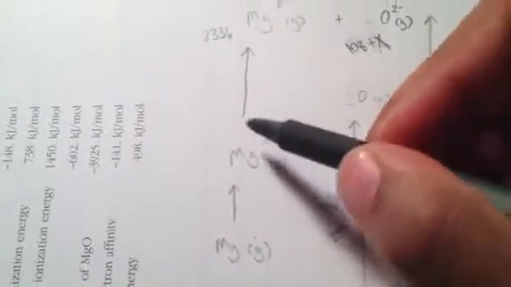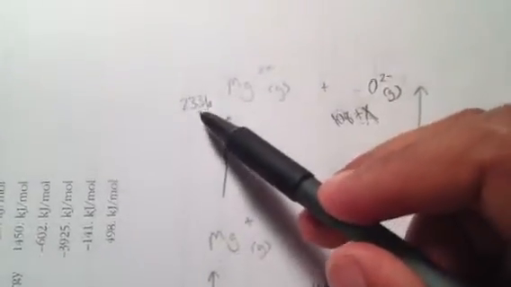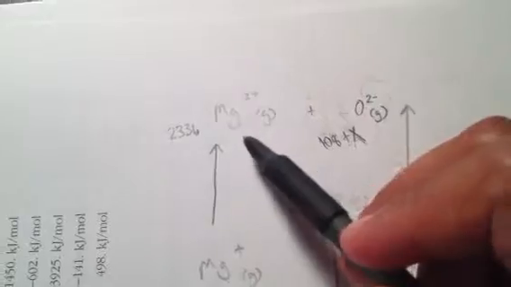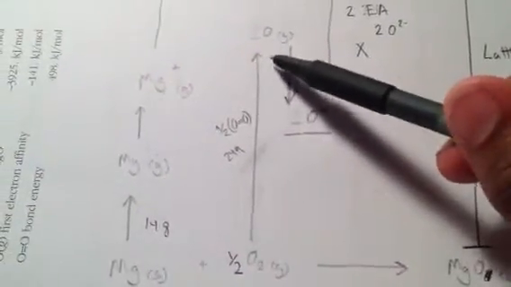Then we do our first ionization energy and then our second ionization energy. Those are given here as well: 738 and 1450. When we add all those together, we get 2,336 kilojoules per mole, and now we have our Mg2 plus gas. The next one is oxygen, and that's a little bit trickier, because O2 naturally comes as diatomic oxygen, but we only want 1/2 of that. So the first thing we have to do is break it into single oxygen atoms.